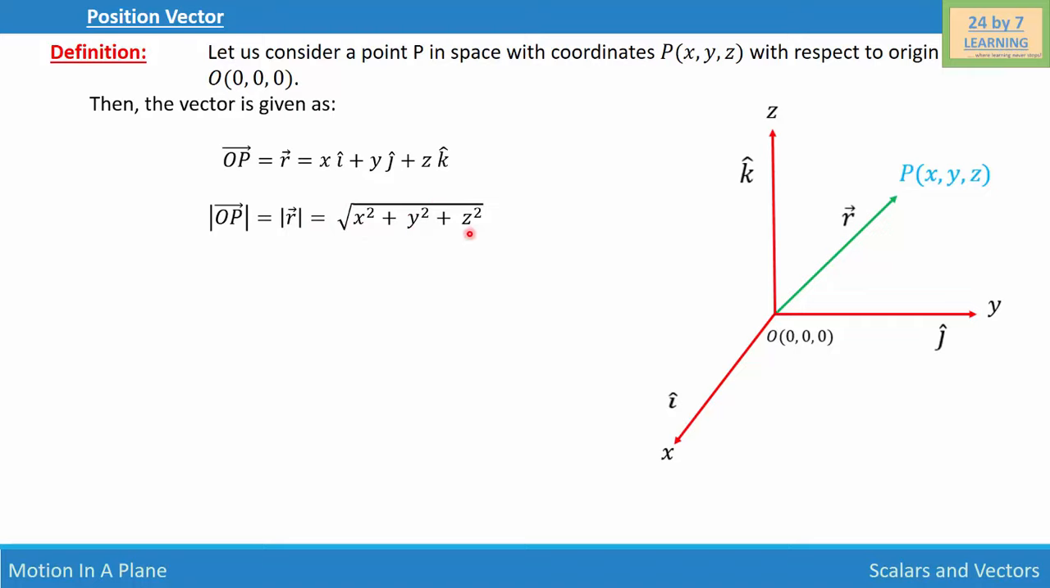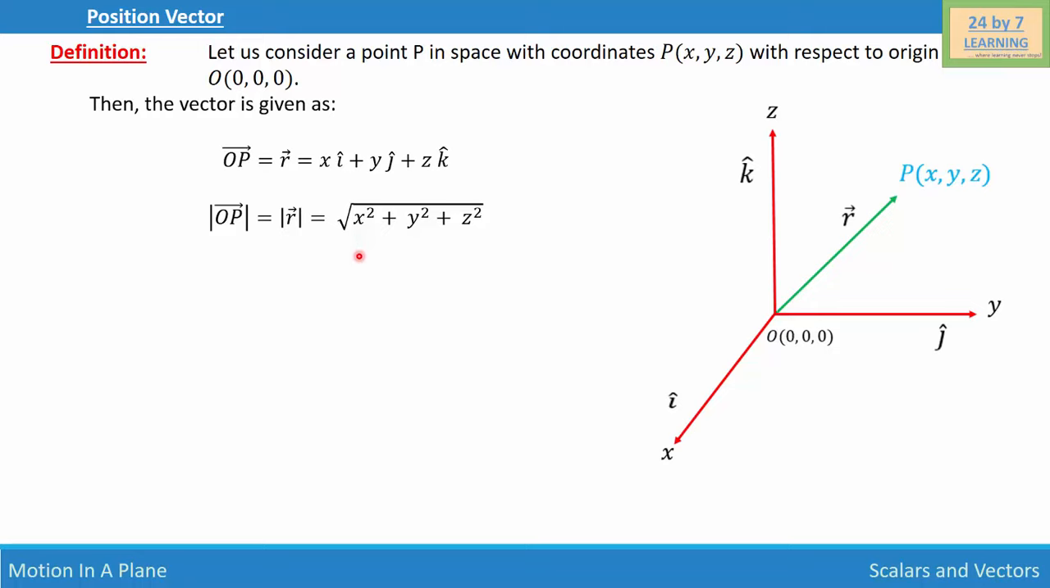In other words, if we want to find the magnitude of a vector, we need to square the coefficients of i, j, and k, then add the squares of the coefficients and then find the square root. And whatever number we get will be the magnitude of the vector, or I should say, that will be the length of the vector.